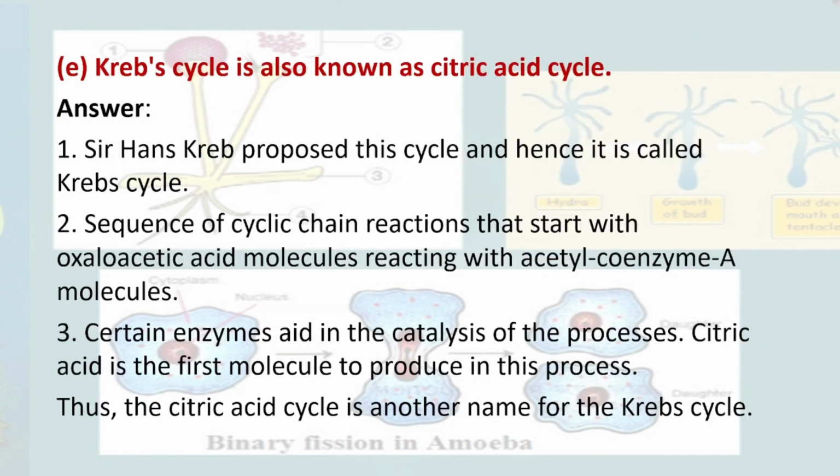E. Krebs cycle is also known as the citric acid cycle. Answer. First, Sir Hans Krebs proposed this cycle and hence it is called the Krebs cycle. Second, it is a sequence of cyclic chain reactions that starts with an oxaloacetic acid molecule reacting with acetyl coenzyme A molecules. Third, certain enzymes aid in the catalysis of the processes. Citric acid is the first molecule produced in this process. Thus, the citric acid cycle is another name for the Krebs cycle.